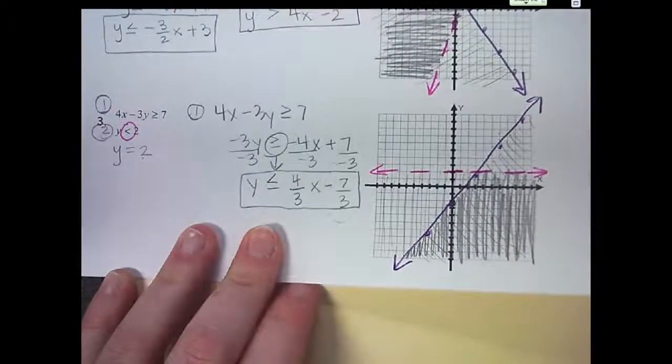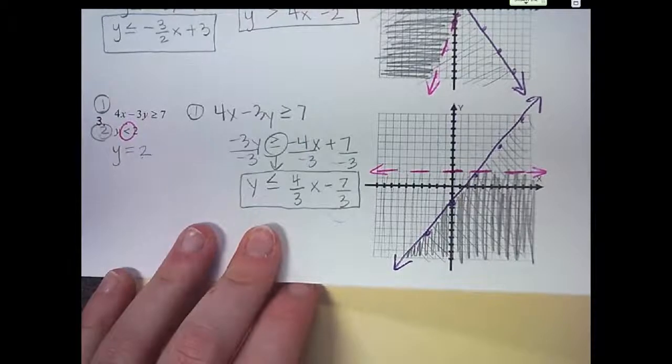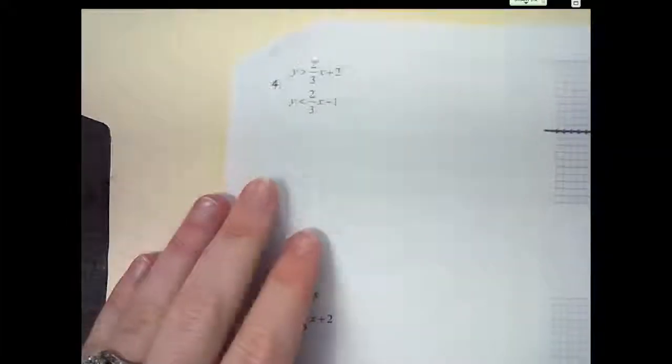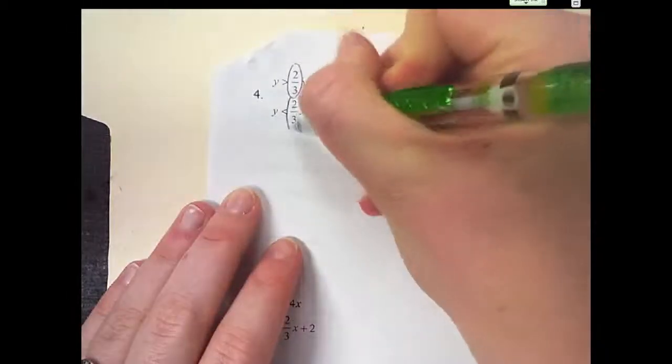Anyone still working on number 3? Okay, number 4. Just looking at the equations on number 4, what do you notice about these two? Yeah, their slopes are the same, so they're going to be parallel.